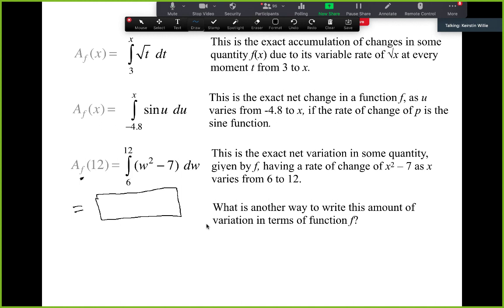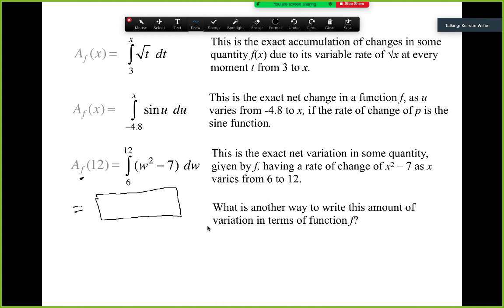12 squared minus 7 minus 6 squared minus 7. Well, but this isn't the function f, right? You got the right idea, but this is the rate of change of f, not f. We want the change in f as x goes from 6 to 12. f of 12 minus f of 6. There we go. Hopefully lots of you were thinking this. This expression is the same as f of 12 minus f of 6, right? Isn't it how much the function f has changed starting from 6 to x equals 12?